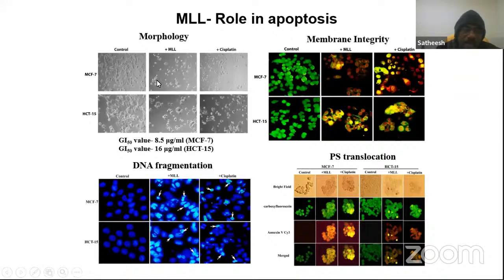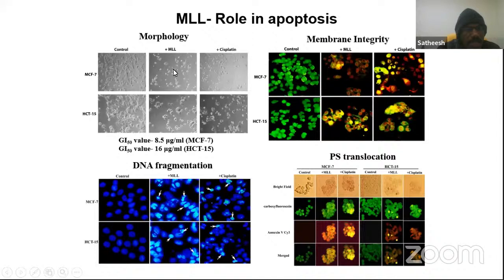But when the MLL was added, the cells were detached, the pseudopodia were gone, and the cells came into a floating stage. The same result is there for cisplatin also. We found that the GI50 value of MCF7 is around 8.5 microgram per ml. When we used MLL at 8.5 microgram in MCF7, the cells showed this kind of response. In the case of HCT15, it was 16 microgram per ml. Those two are different cell types.